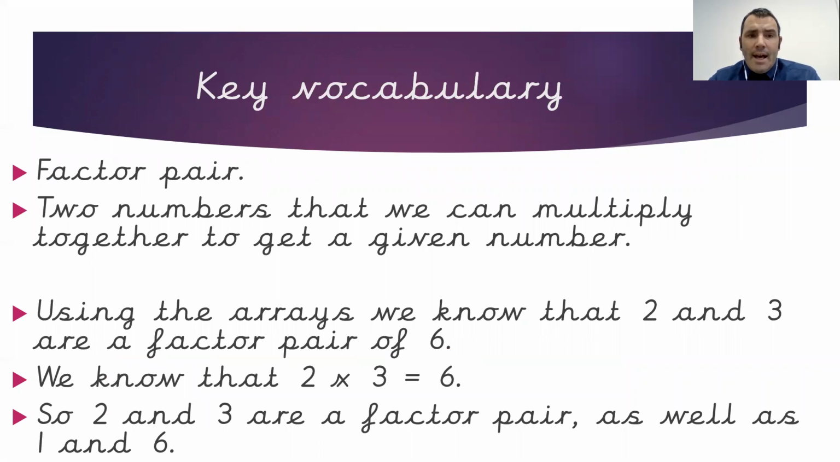So factor pairs, these are 2 numbers that we can multiply together to get a given number. So using the arrays that we've just shown, you know that 2 and 3 are a factor pair of 6. So we know that 2 times 3 equals 6. We must remember that a factor pair of a number are 2 of the factors that when multiplied together give you the main number. So the other factor pair we found in there was 1 and 6. So when 1 is multiplied by 6, the answer is 6.